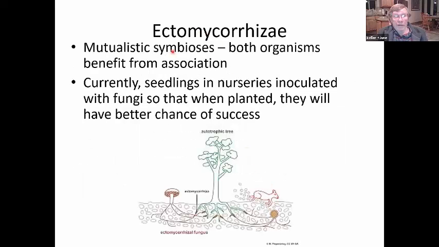So ectomycorrhizae are definitely mutualistic symbiosis. Both the organisms benefit from that association. And as I've mentioned, seedlings in nurseries can be inoculated with the fungi so that when they're planted, they'll have a better chance of success. And this little diagram shows a mushroom with mycorrhizal associations. And here's a subterranean fruiting body that's made in mycorrhizal associations. And then you have this cute little rodent trying to dig up and eat this sucker so it can spread the spores around and colonize other trees.